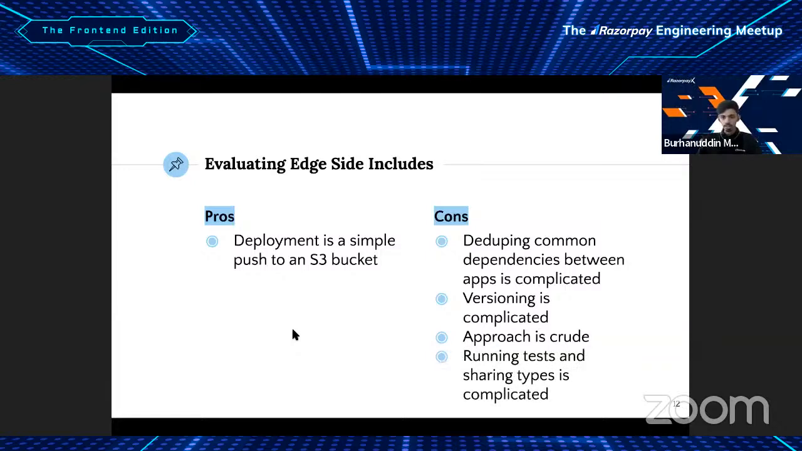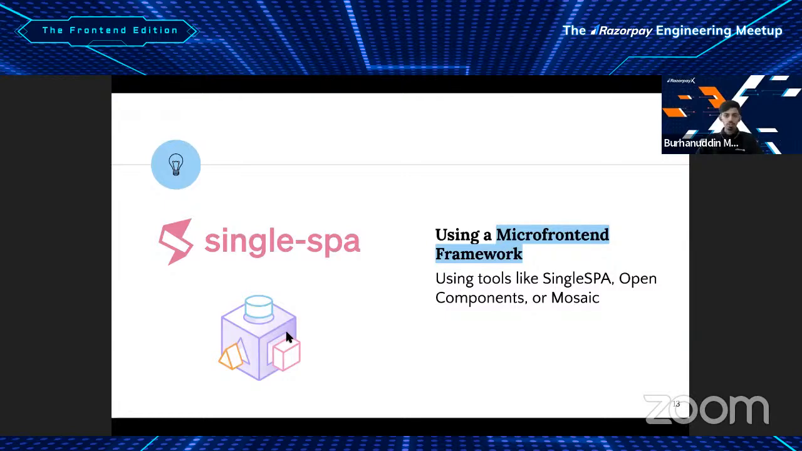And running tests and sharing types gets more complicated because everything is coming together at runtime, right, and not at compile time. Unless you have a monorepo and you have that stuff set up, things like these can get difficult. So essentially, what I'm talking about is that we are looking to build a micro frontend. So why not just use a micro frontend framework?